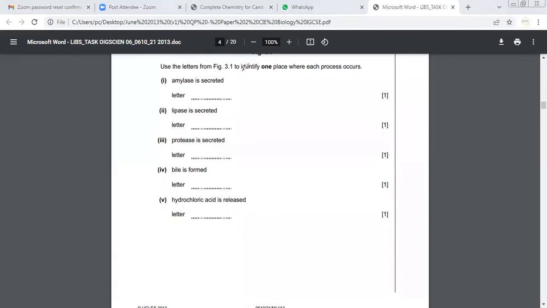Use the letter from figure 3.1 to identify one place where each process occurs. Amylase is secreted, letter C. Lipase is secreted, letter C, pancreas area. Protease is secreted, letter definitely the stomach, so that is B, and also from the pancreas, so C or B.